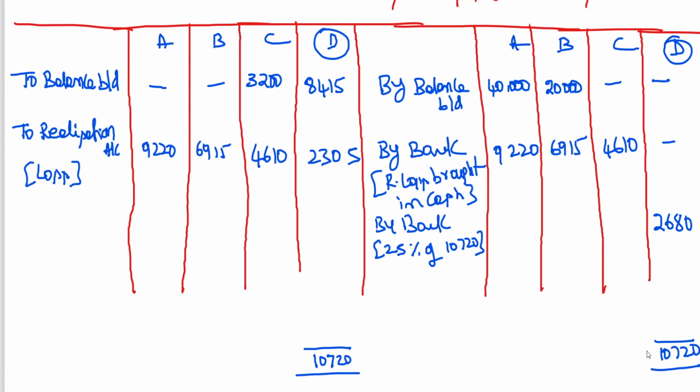10,720 minus 2,680. It is coming to 8,040. Is unable to bring 8,040. This will be transferred to which account?